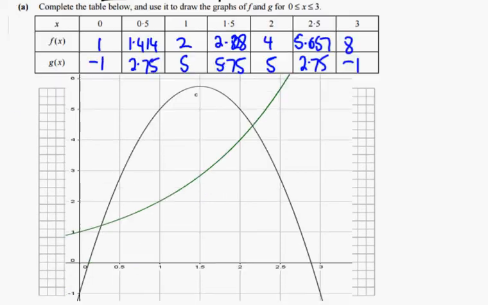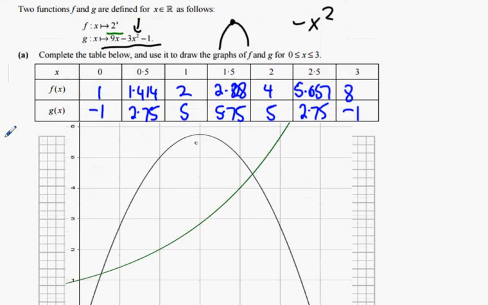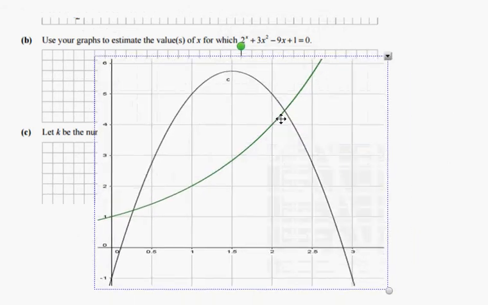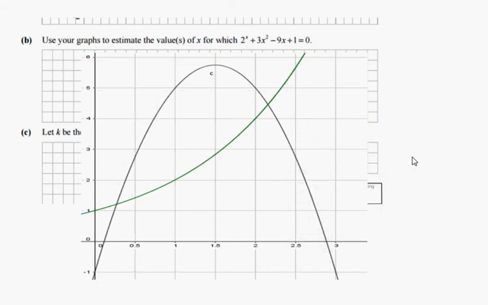Okay, so you have this graph here, and now you're asked to answer some questions on it. So what I'll do next is bring up the questions we're being asked. Use your values to estimate the values of x for which 2 to the power of x plus 3x squared minus 9x plus 1 equals 0. Now, that is a very random equation. You've never solved anything like that before. But the hint is it's asking you to use your graphs. So the two graphs you drew must have something to do with it.